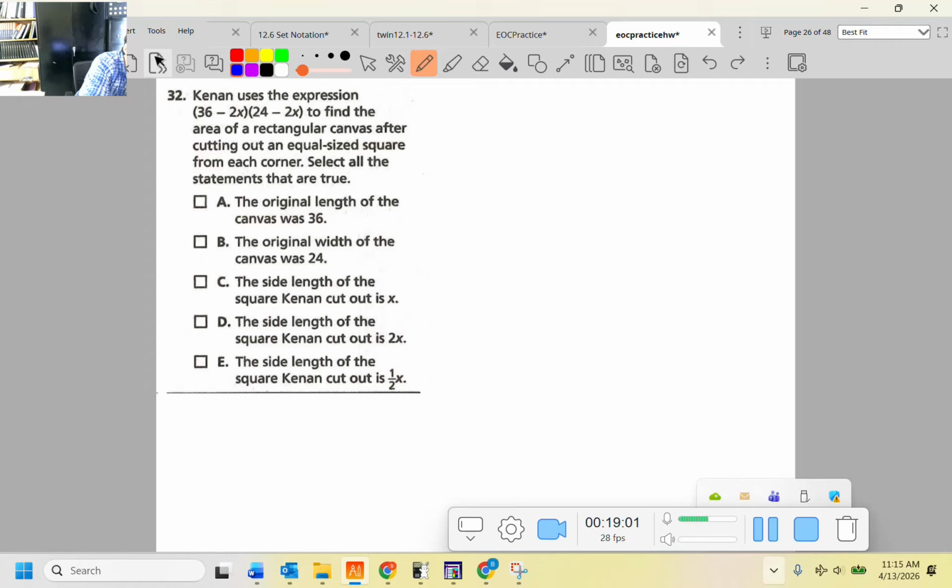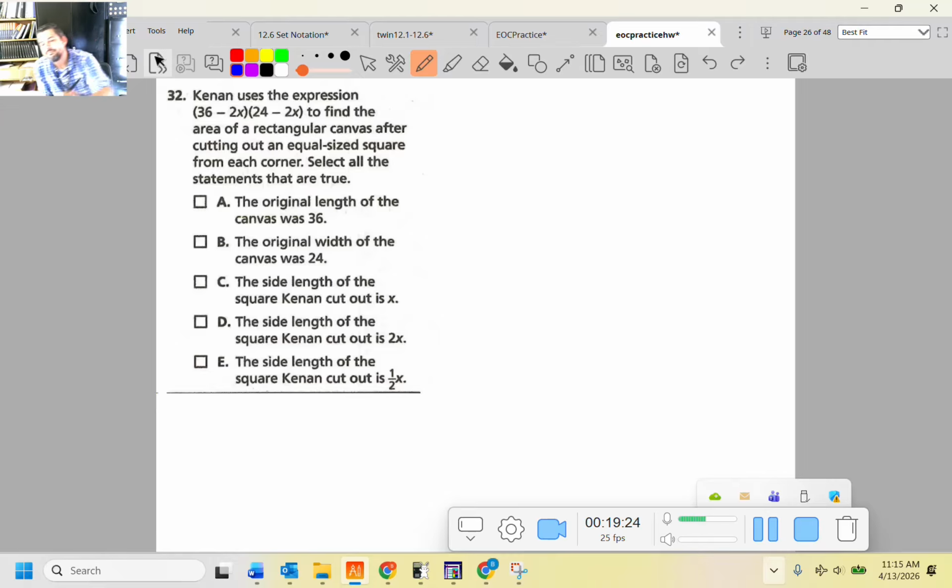32. Use the expression 36 minus 2x times 24 minus 2x to find the area of a rectangular canvas after cutting out an equal size square from each corner. Select all the statements that are true. The original length of the canvas was 36, probably.